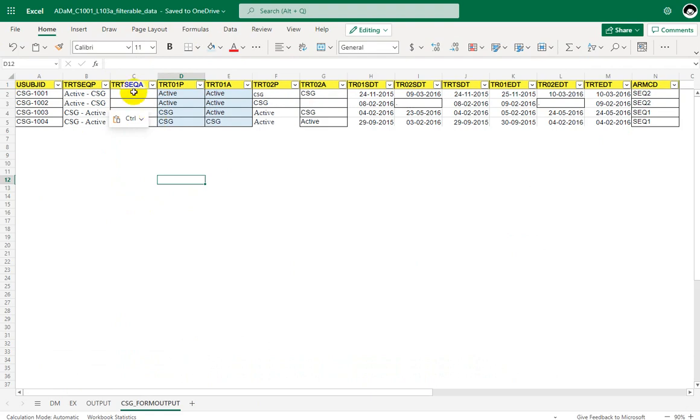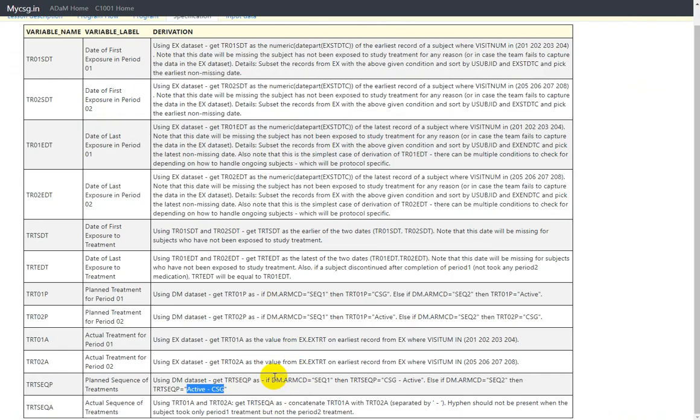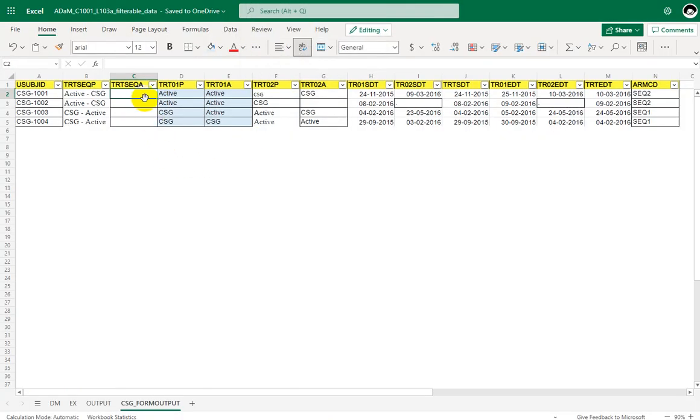How do we populate TRT SEQA? So it said populate it using TRT01A and TRT02A, and we were asked to concatenate a hyphen in between the values present in these two variables. When a subject took only one treatment, we should not have a hyphen appearing after the first treatment's value. So the value in TRT01A and TRT02A, it is active and a hyphen in between and CSG. So for subject 1002, the subject took active but did not take a treatment in second period. So we'll have to leave it blank.